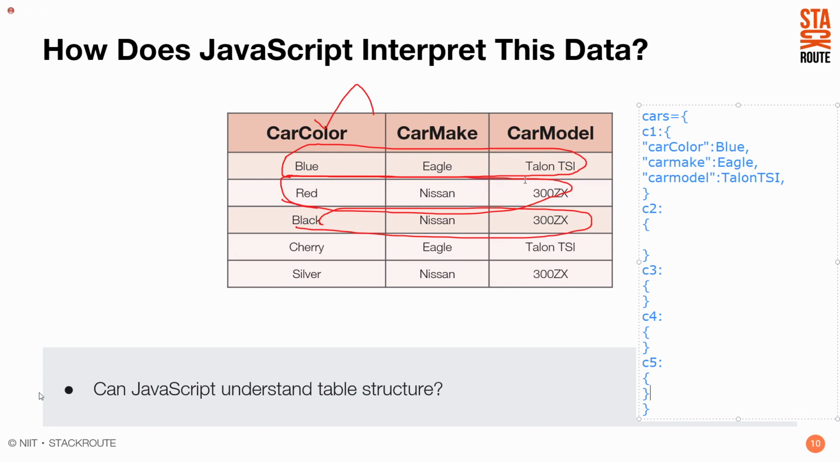So blue, eagle, talon, this row will be one object, the first row. This row is referred to by an object called C1, and the second row will be C2. In order to represent red, I'll always be using a key. So if I console.log cars.c1.carMake, what would be my output? Eagle. So this is what we are going to explore today.